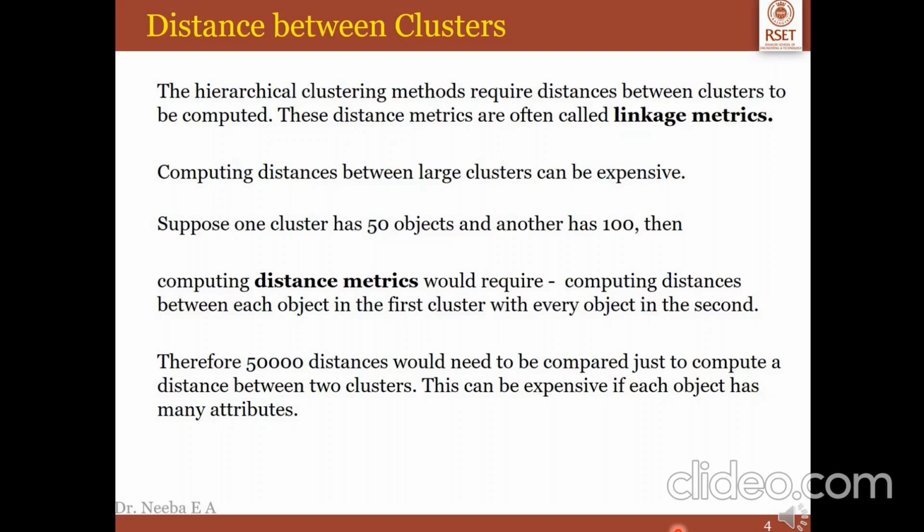Suppose one cluster has 50 objects and another one has 100. Then to compute most of the distance metrics, it would require computing the distance between each object in the first cluster with every object in the second cluster. Therefore, 5,000 distances would need to be computed just to compute a distance between two clusters. This can be expensive if each object has many attributes.